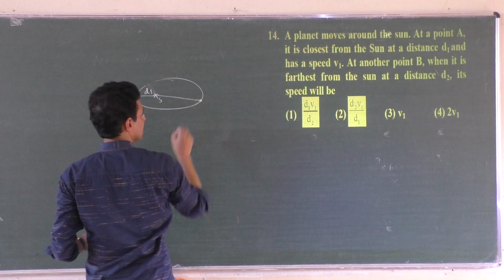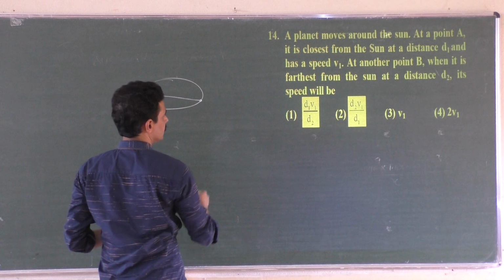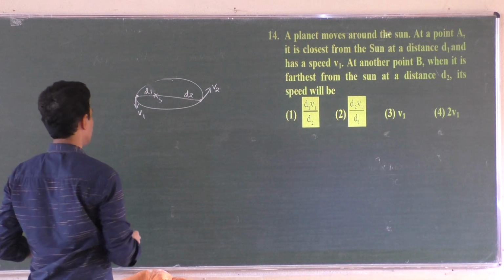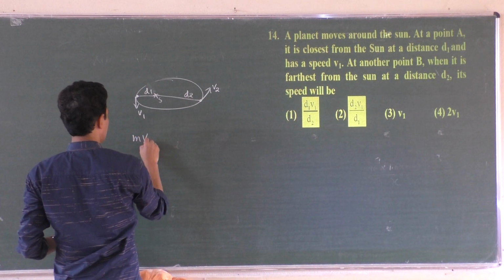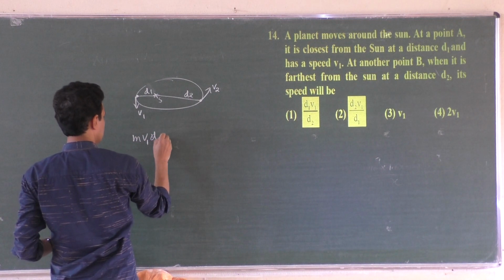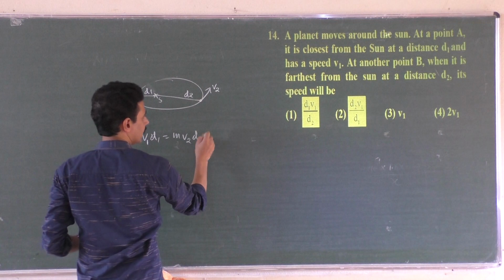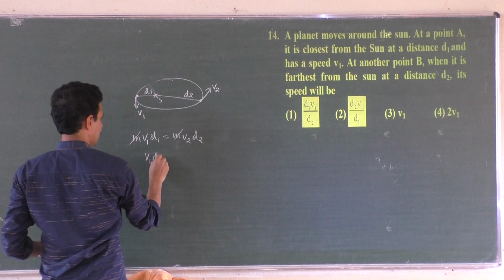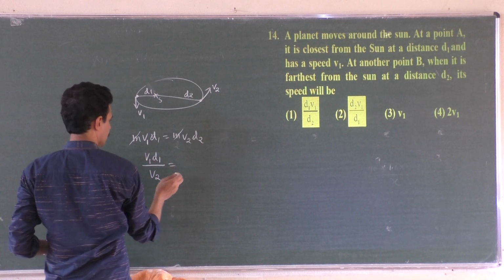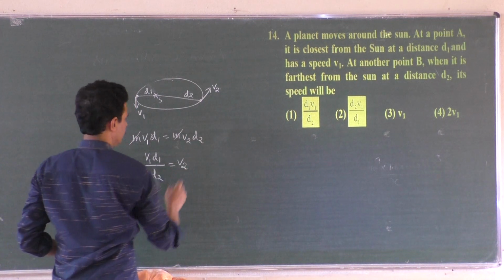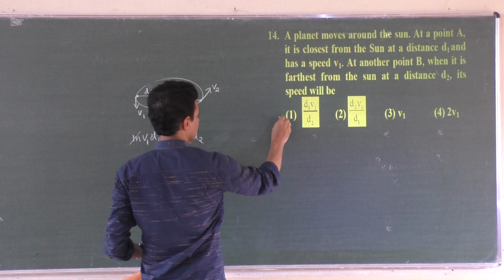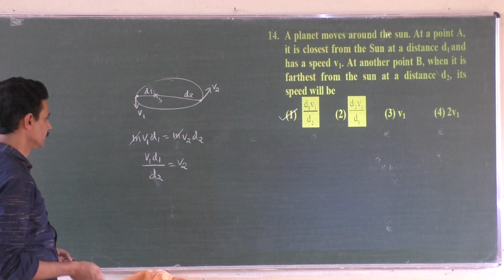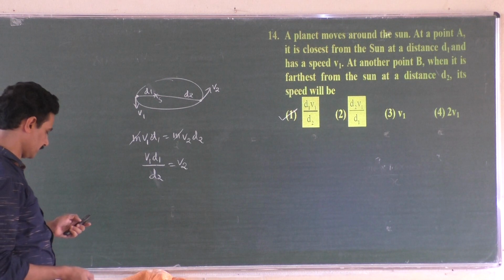At the point which is farthest from the sun, the distance is d2 and the velocity will be v2. What you have to do is apply conservation of angular momentum, mvr, with the mass of the planet: m v1 d1 is equal to m v2 d2. They want v2, correct? The mass m gets cancelled. v1 d1 divided by d2 gives v2. So v2 is v1 d1 divided by d2, option 1, by conservation of angular momentum.